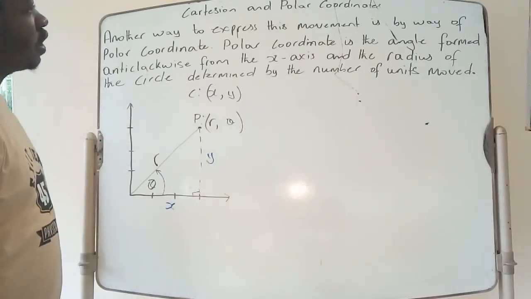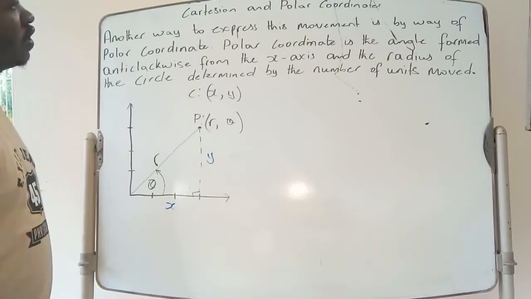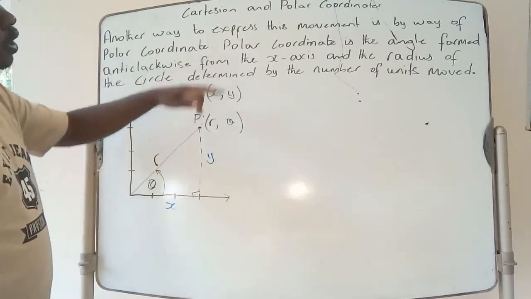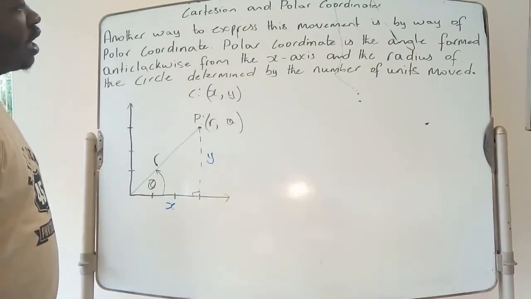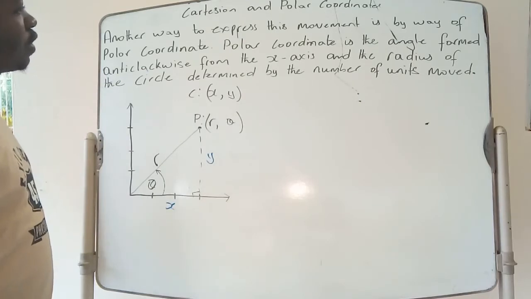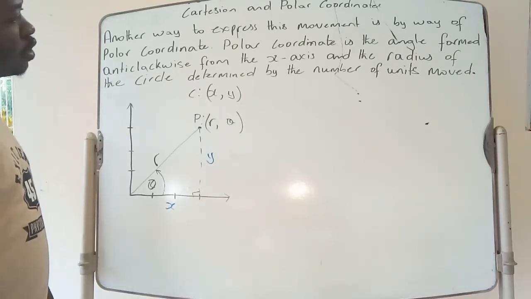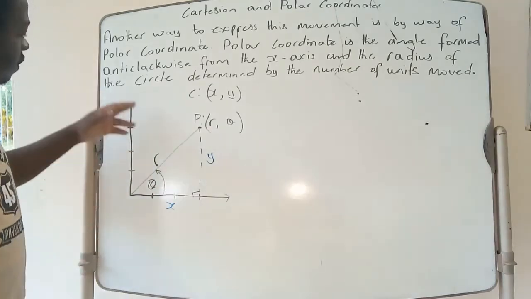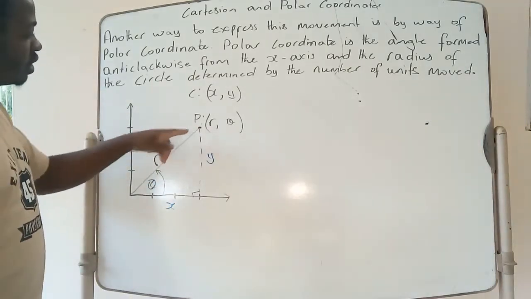Another way to express this movement is by way of polar coordinates. Polar coordinates are the angle formed anti-clockwise from the x-axis and the radius of the circle determined by the number of units moved. So here I have an x and y plane, right? And I have a point here.